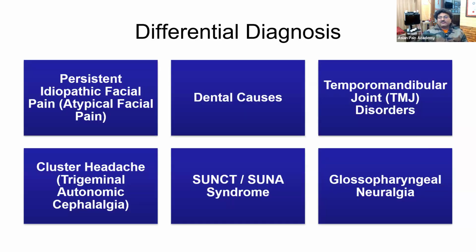Now coming to the differential diagnosis. What are the diseases that can be confused with trigeminal neuralgia? First, persistent idiopathic facial pain, or atypical facial pain. It is one of the differential diagnoses of trigeminal neuralgia, but there is a difference also. Here also there is unilateral facial pain, but the pain is usually dull aching, and it is non-remitting. Sometimes here you have to use gabapentin, which we sometimes use for trigeminal neuralgia as well. Next come the dental causes or dental disorders.